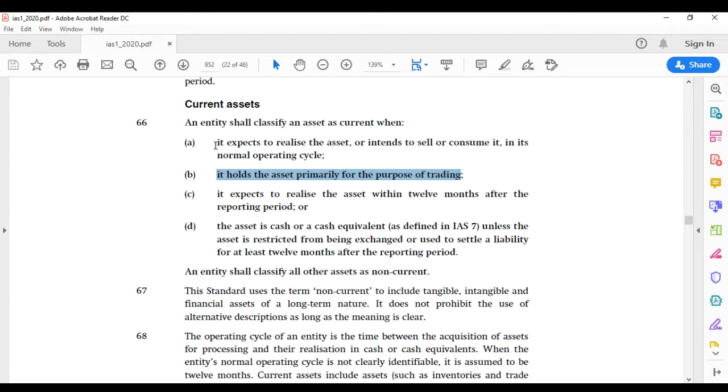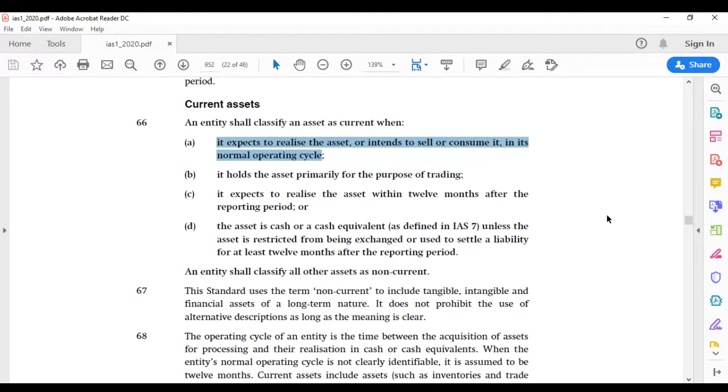Right, so now let's go and have a look at number A, which is a little bit more complicated to perhaps understand. But don't worry, you will. We'll just talk about it. An entity shall also classify an asset as current when it expects to realize the asset or intends to sell or consume it in its normal operating cycle. So there it means we have to understand what is meant by its normal operating cycle.